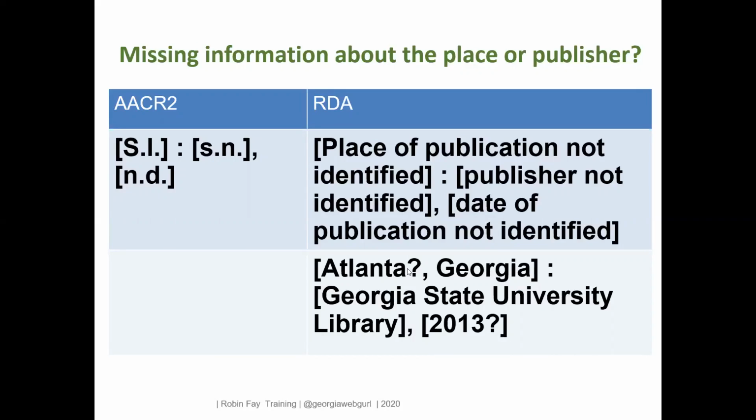Just question mark it. If you can't, then you can do this place of publication not identified. We're leaning towards if you can make an educated guess and you feel comfortable in that, go ahead and do it and at least put a question mark. If you can determine the information definitively, Georgia State University Library, I know it was published there, then you could go ahead and just bracket that, but you don't have to question it because you know this committee was there.